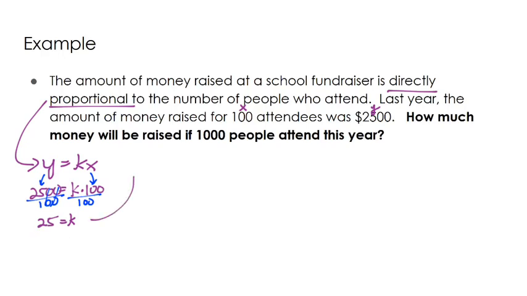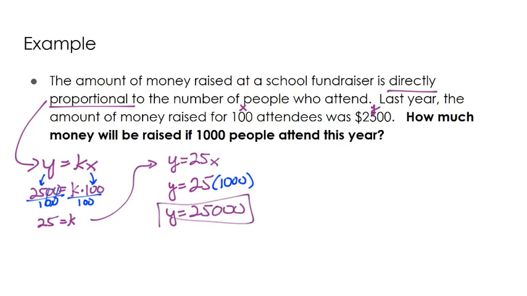And so what that means is that for this particular situation, instead of y equals kx, we can say our equation is y equals 25x. And now that we've done this, I can answer the bolded question. How much money will be raised if 1,000 people attend this year? So this year, if I do 1,000 people, I would multiply 25 times 1,000 and get 25,000. That would be our answer.